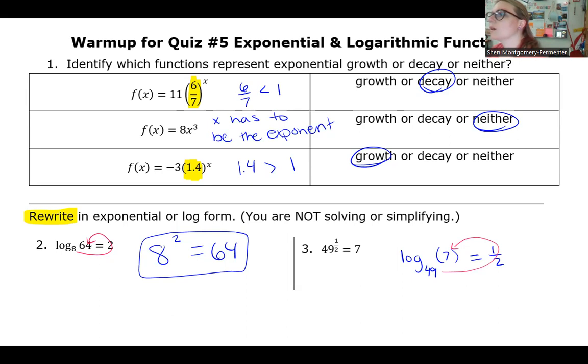This might help you if we look at the numbers. This says 49 to the 1/2 power is equal to 7. Well, how can we turn 49 into 7? What would we square root? So anything to the 1/2 power is the same as square rooting it. So keep that in mind.